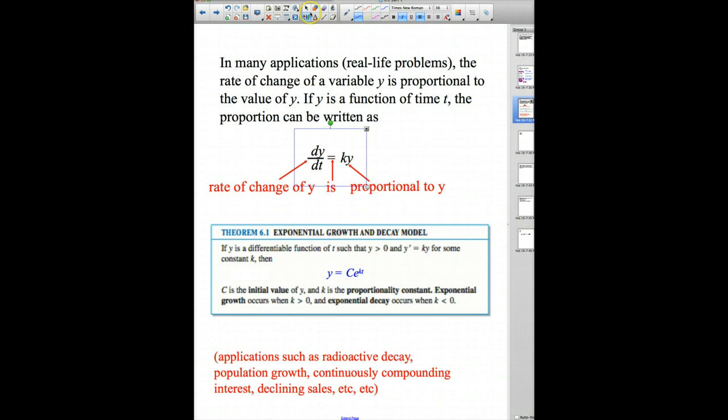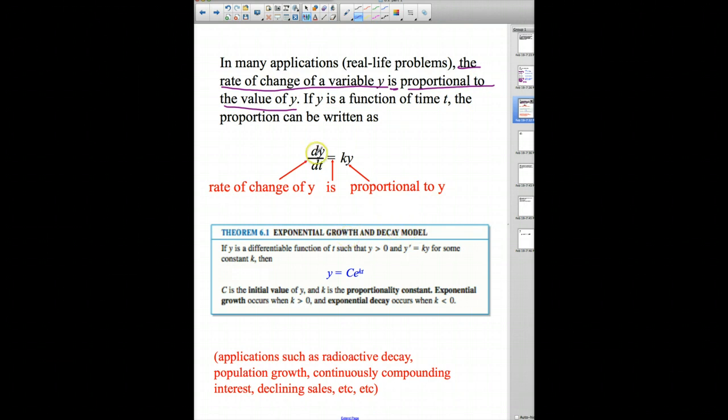In many applications, which means real-life problems, the rate of change of a variable y is proportional to the value of y. If y is a function of time, the proportion can be written as, so here's the rate of change of y with respect to t, is, and then proportional to y means times y. Proportional means times a constant, and k is the constant that mathematicians have chosen for this. That key phrase there is going to alert you to the fact that we're using an exponential growth and decay model.